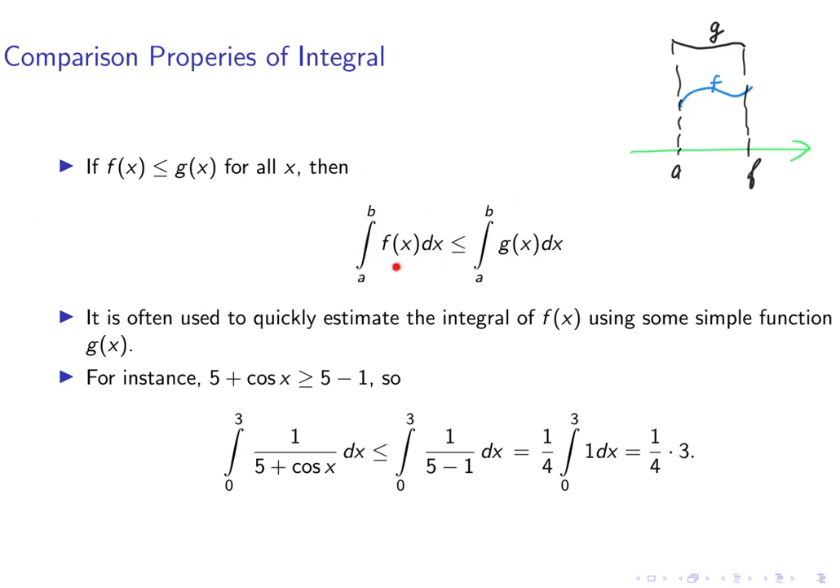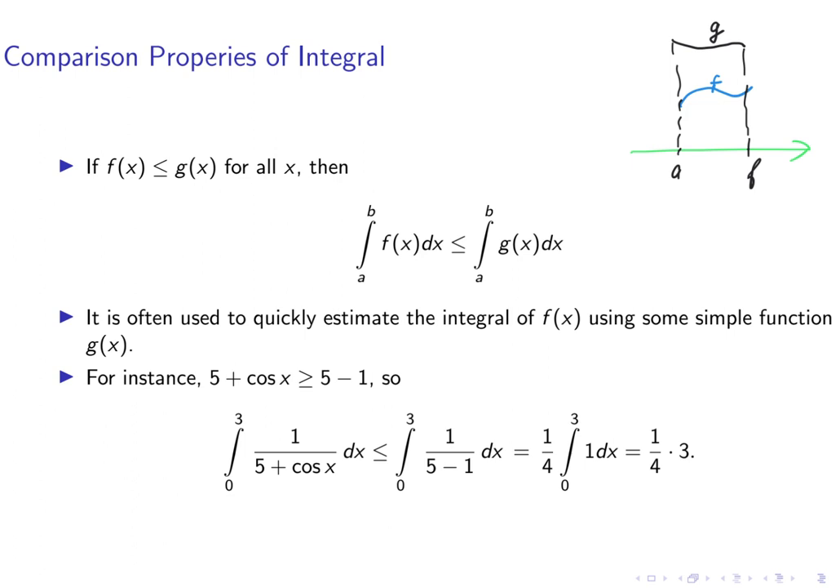To prove this, we again need to look at Riemann sums, but if f and g are positive, intuitively we can interpret everything in terms of area. The higher the function, the larger the area underneath. This property is actually quite useful when we need to quickly estimate how large the integral is, and the function inside of the integral is fairly complicated.